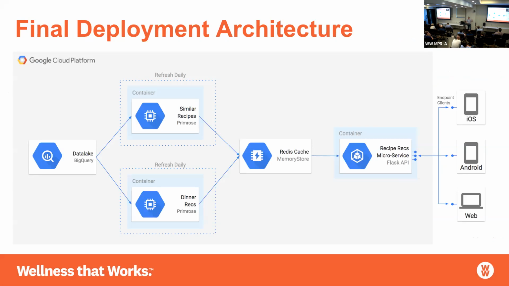So we have these 2 DAGs, and we can deploy these pretty easily. These are both deployed to separate containers. We have our similar recipes DAG and our dinner recommendations DAG. These are run daily, and they're both running from the data lake, which is updated all the time by our data engineering team. Both these will write to the Redis cache every evening, and then our API is always up and running, and will just read whatever has been written to the Redis cache and serve our various endpoint clients here. So that's a simple implementation of how you can put some models into production in this Primrose DAG framework.